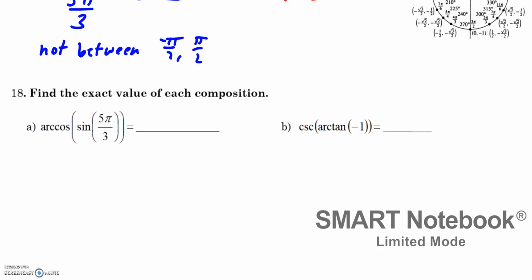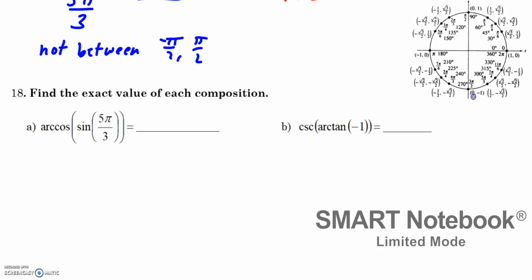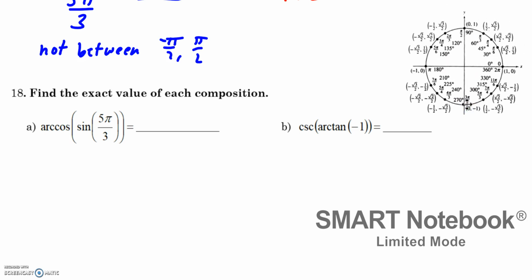Number 18, we're dealing with composition of functions. And so let me grab this unit circle and bring it down a little bit here. So we want to work our way inside out. So if I'd like to find the sine or the y value at 5 pi over 3, that is going to be negative root 3 over 2.